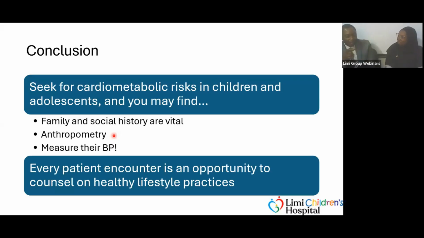Because you see our initial introductory slide, almost 70%, the cluster of risk factors.